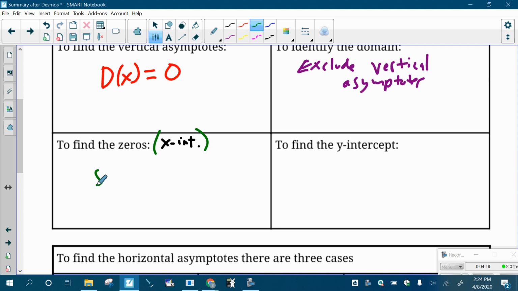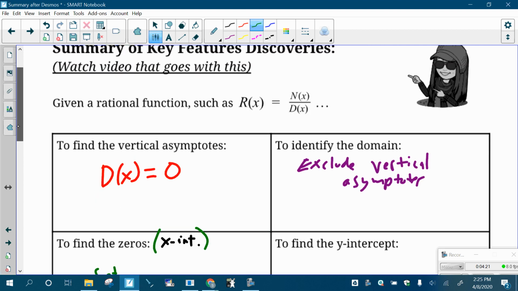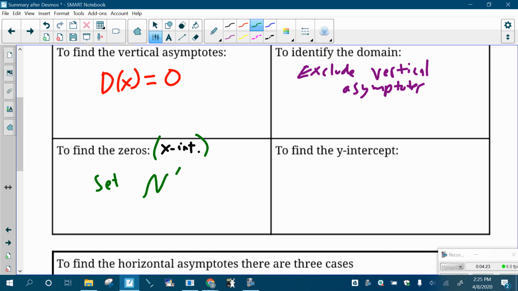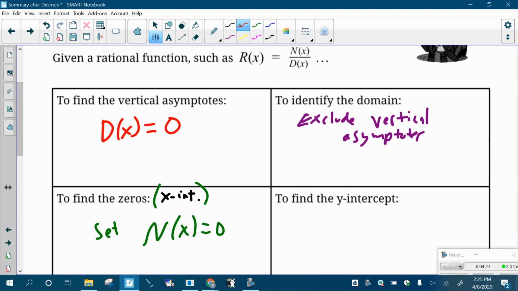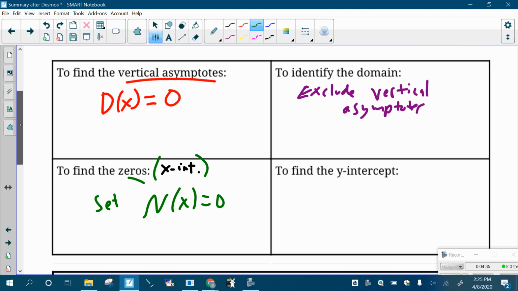You set the numerator, and here I'm calling the numerator n of x. You set n of x equal to 0. Okay? So denominator equals 0, vertical asymptotes. Numerator equals 0, tells you x-intercepts. Okay? How do you find the y-intercept?